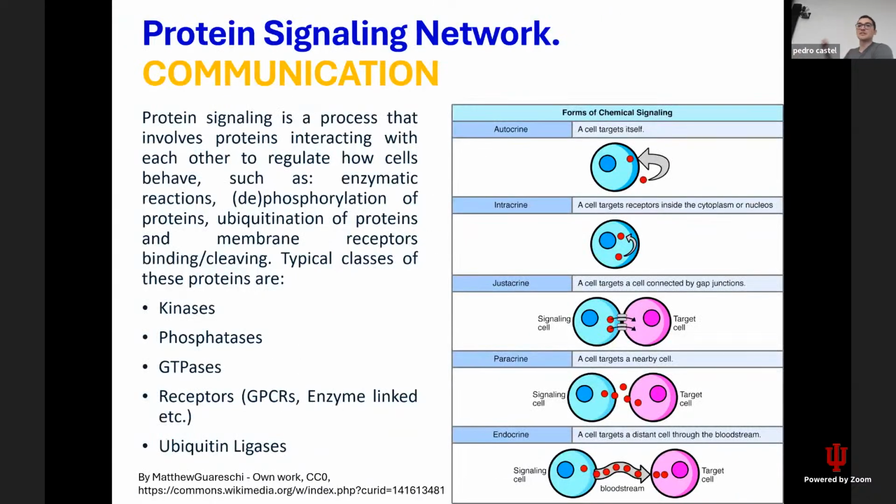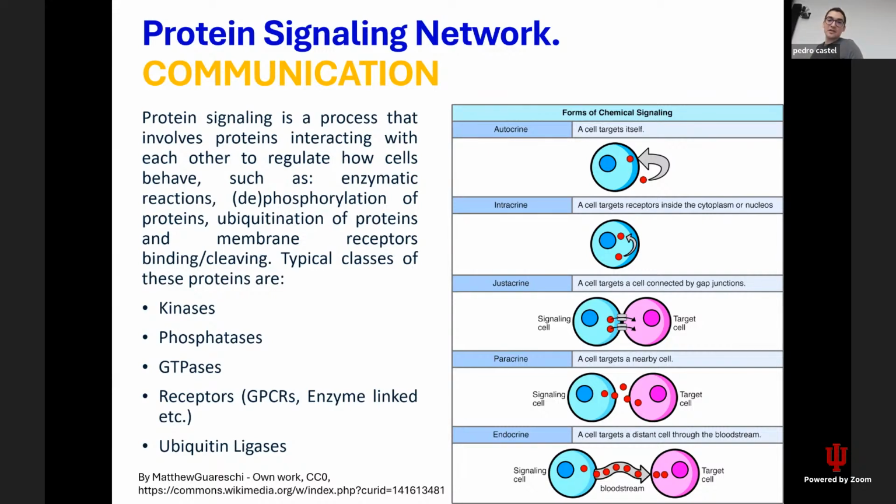In the protein signaling networks, here we are talking about communication. So how do cells communicate spatially? How does a cell talk to itself? Or the entire body. So the autocrine signaling is when a cell releases a protein that the cell itself senses. So it's basically sending a message to itself. Intracrine is when the same thing is happening, but you don't need to release the molecule. It's a protein inside the cell telling the cell to do something.